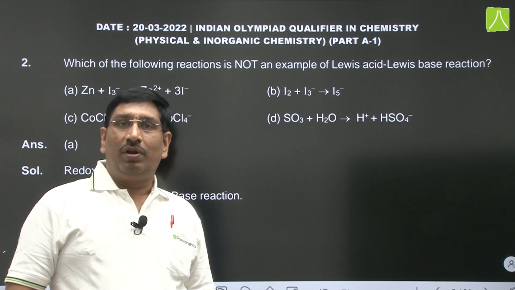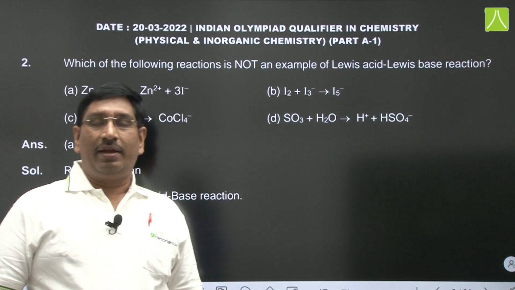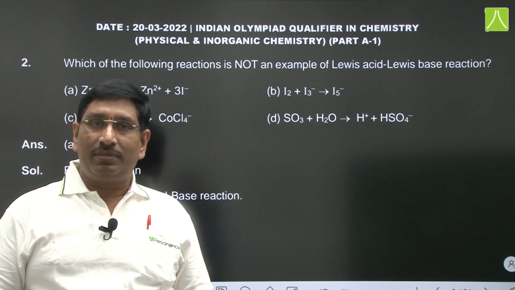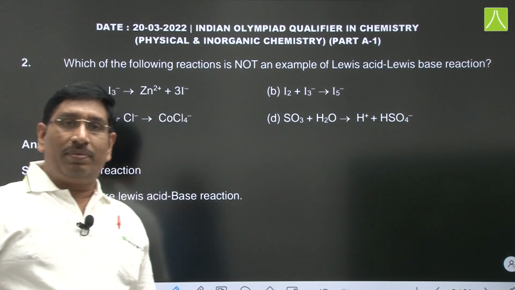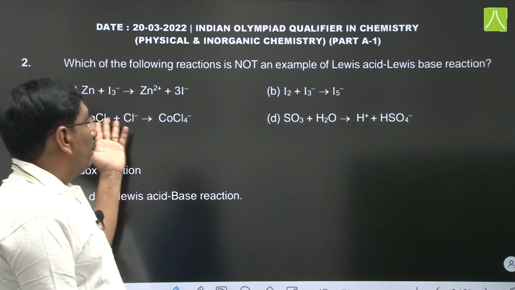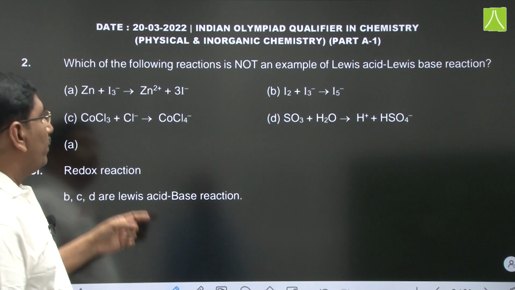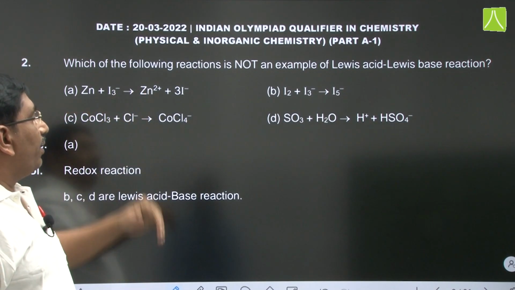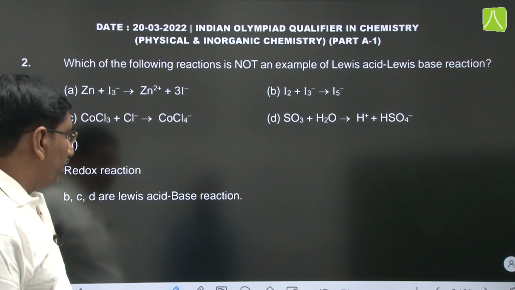Today's Indian Olympiad qualifier chemistry exam happened, and let us see what questions were given in this paper, what type of questions, and what the level of the paper was today. The first question, in the physical and inorganic part, is: which of the following reactions is not an example of a Lewis acid and Lewis base reaction.